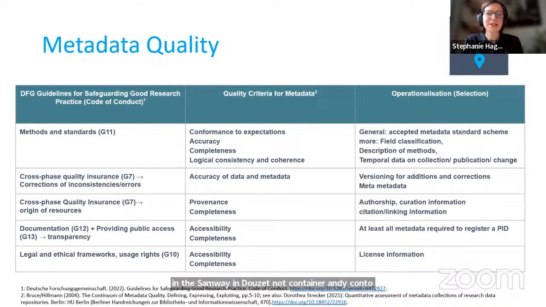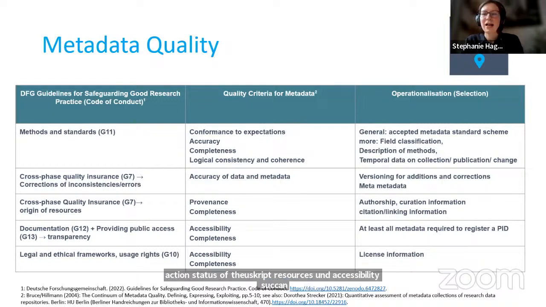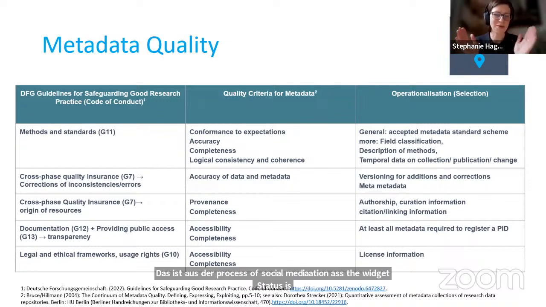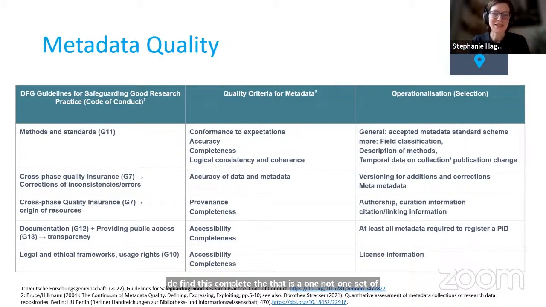Timeliness, does the metadata reflect the actual status of the described resources? And accessibility, so can the metadata be retrieved now and permanently? And completeness is one of the criteria with which quality can be made measurable in a quantitative form. Although this is also a process of social negotiation as to which status is defined as complete. So there's not one set of complete metadata, but we have to define this very carefully.